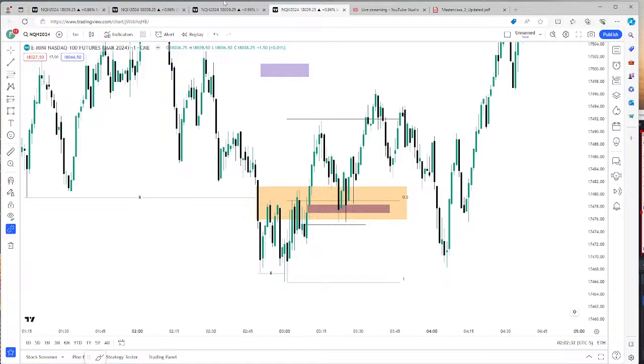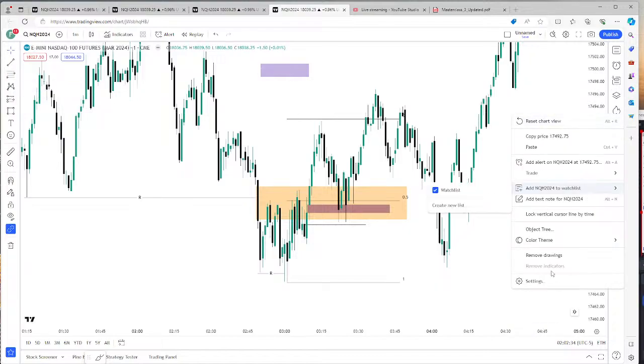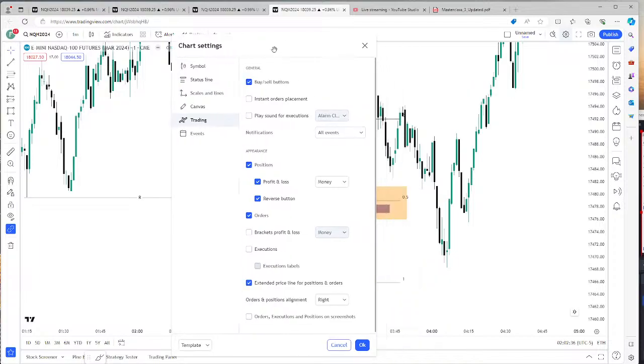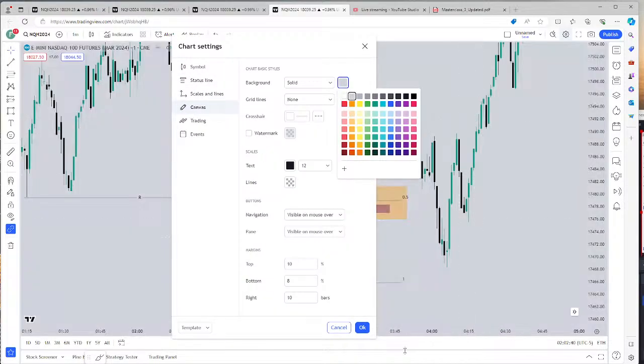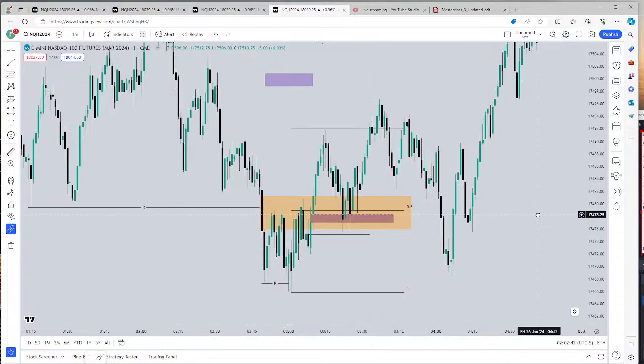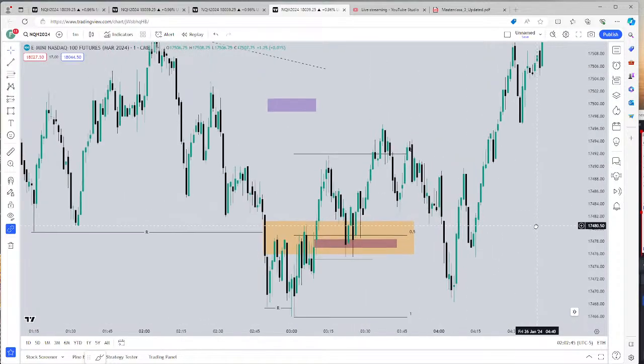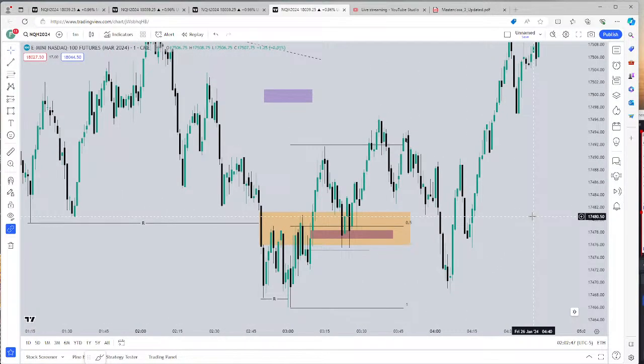Dark mode. I can change it. I've thought about doing this, the canvas. I can make it a bit darker like this. It is pretty bright, but we'll leave it like this. Hopefully that helps you. I like the bright. I don't know, keeps me awake, keeps me focused.